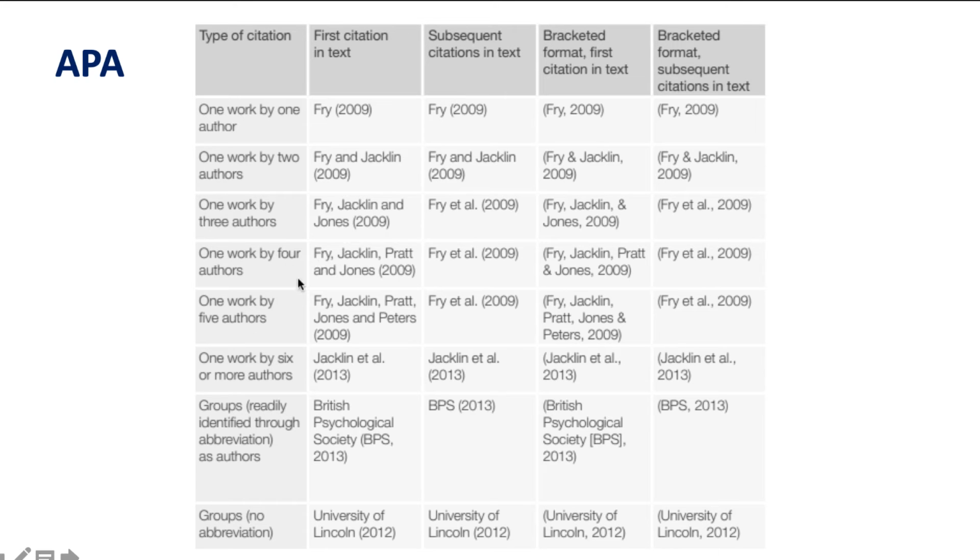And you can see as well that 4 authors, you would name them all the first time, and then you can use et al. 5 authors, you would name them all the first time, and then you can use et al. And it's only when you get to 6 authors that you can use et al. straight away. So this is because your in-text citations are counted in your word count. So using et al. will cut down on that for you. Your reference list is not counted in your word count, so all authors must be named in your reference list. This table is taken from the University of Lincoln guidelines on using APA. They are on our web pages, and I'll show you where at the end of this presentation.